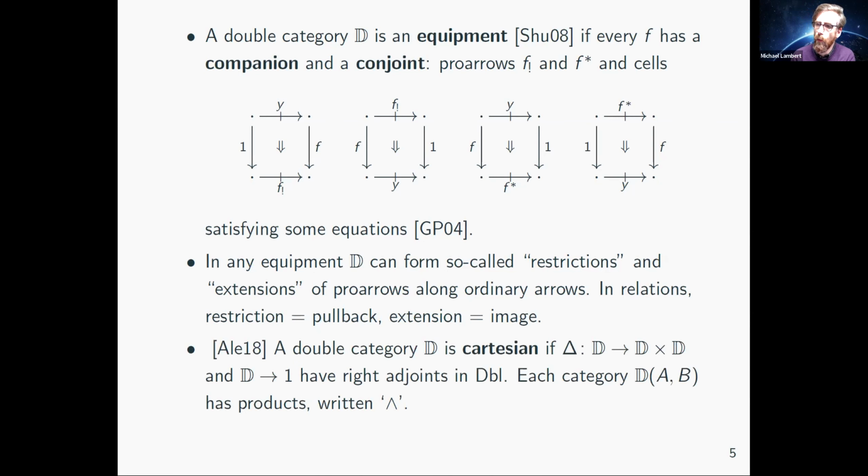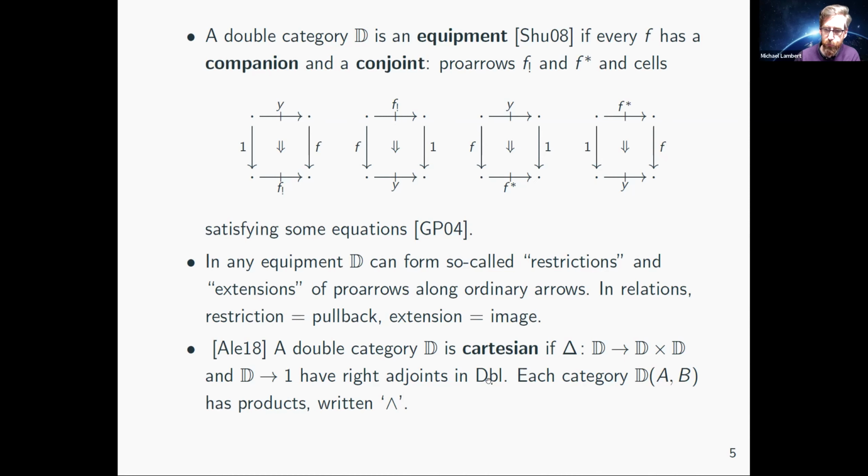Now, Eva Alfieri, in her thesis, gave a double categorical version of the definition of Cartesian for double categories. And my understanding was that this was to build on the Carboni and Walters definition. Her definition was a bit different.